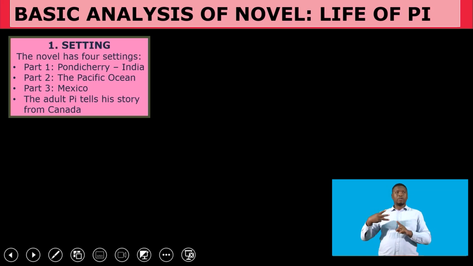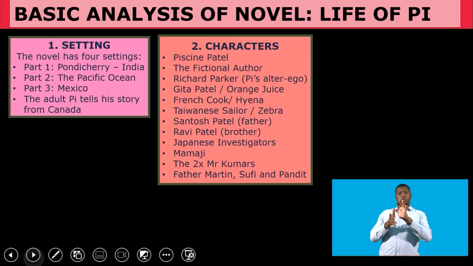So it starts off in part 1 in Pondicherry, India. Part 2 moves to the Pacific Ocean. And then part 3 moves to Mexico. Also, there are references to Canada, where the adult Pi tells the story to the fictional author.